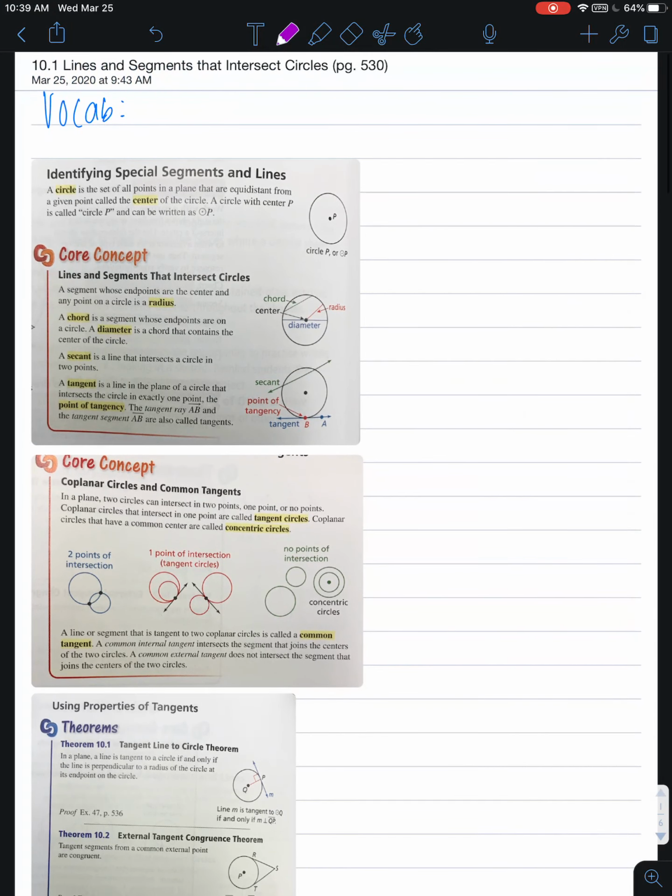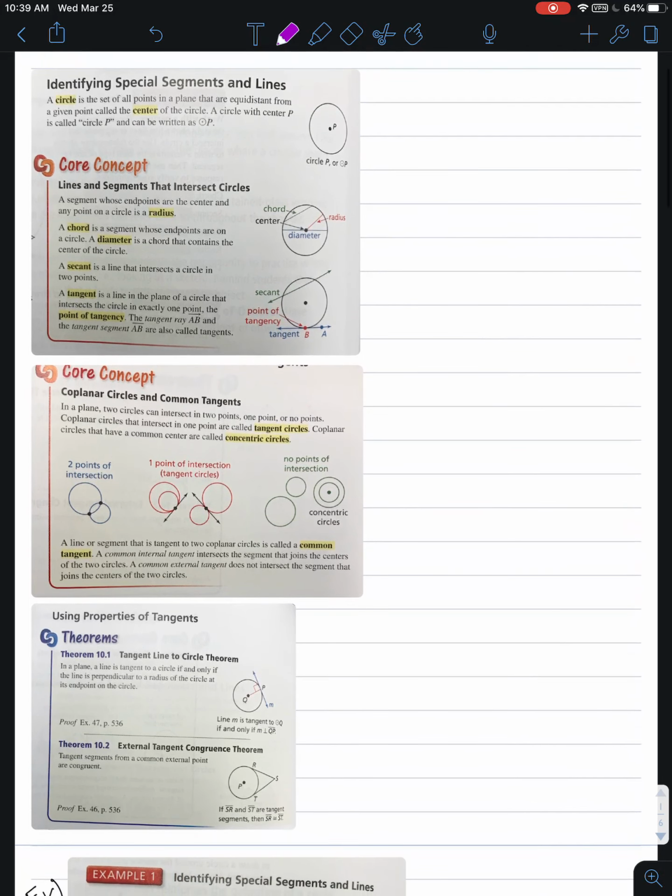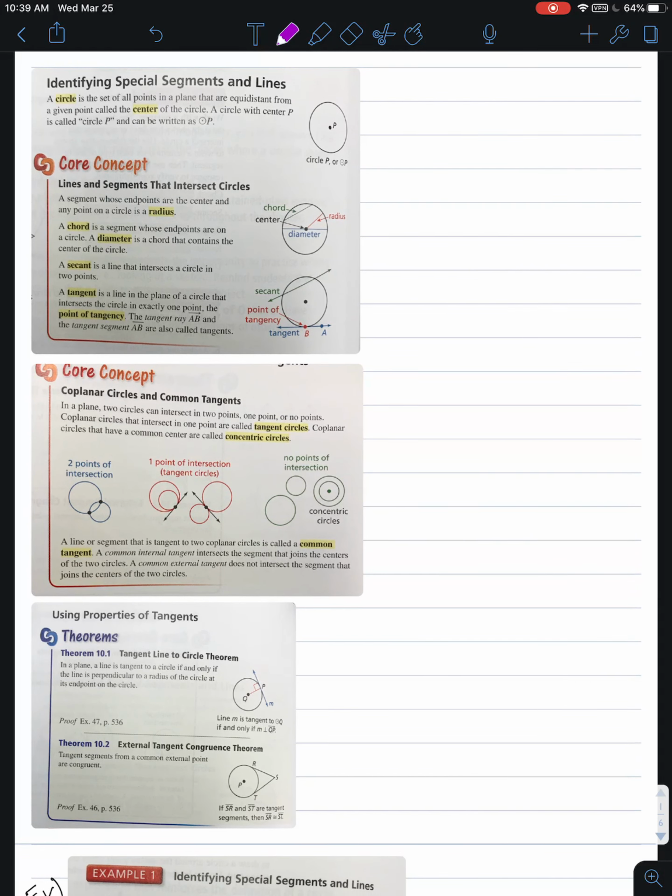All right, so this is section 10.1, lines and segments that intersect circles. In this section, we begin to investigate circles and different lines that go through them and what those are going to be called. Lines, segments, rays, they're all going to have different names in relation to how they intersect circles. But first of all, we need to clarify what is a circle.